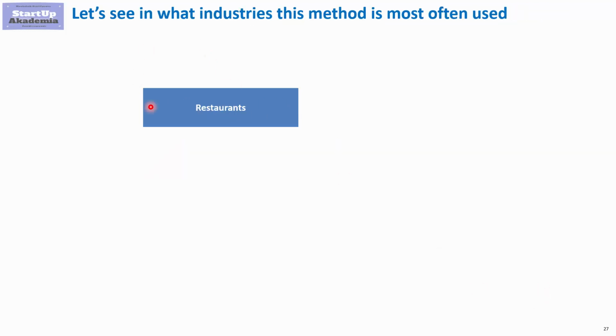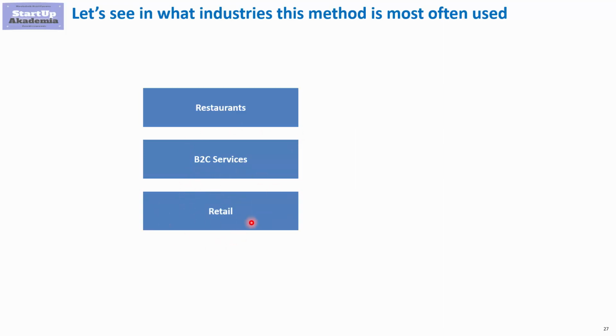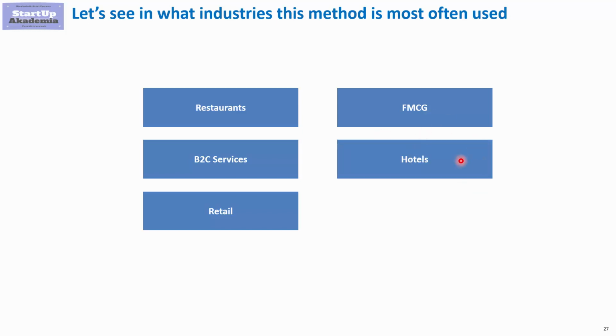So we quite often see this segmentation being used in restaurants, B2C services, especially around the beauty category and professional services. This method is also widely used in retail, where in a sense the segmentation of the customers becomes segmentation of stores. As we said, quite often this is used by fast-moving consumer goods, especially in the beginning when they start expanding outside the home market. Geographical segmentation can also be used by hotels. So this is similar to restaurants and retailers.